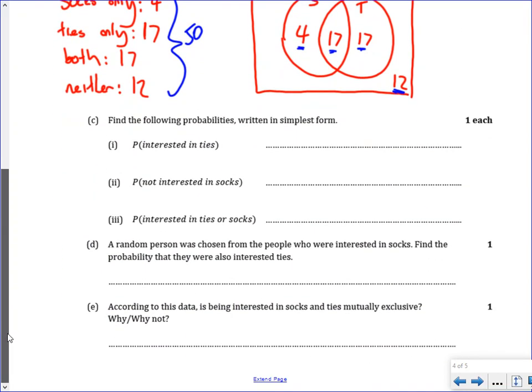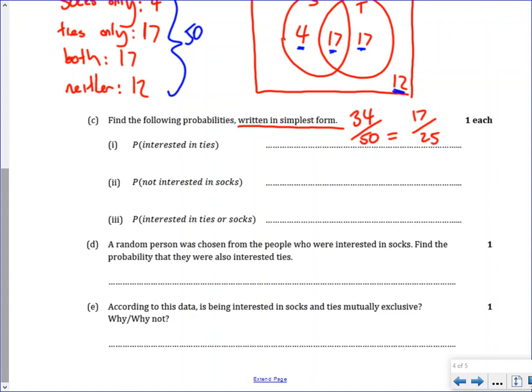Alright, so now going to these questions. Find the probabilities written in the simplest form. So that is important. The question is saying that you need to write it in the simplest form. So first of all, we need to find the probability that these people are interested in ties. It does not say that they're interested in ties only. It tells you right in the question that 34 people were interested in ties. So it would be 34 over 50, but then this can be simplified. The highest common factor of those two is 2. So just do 17 over 25.